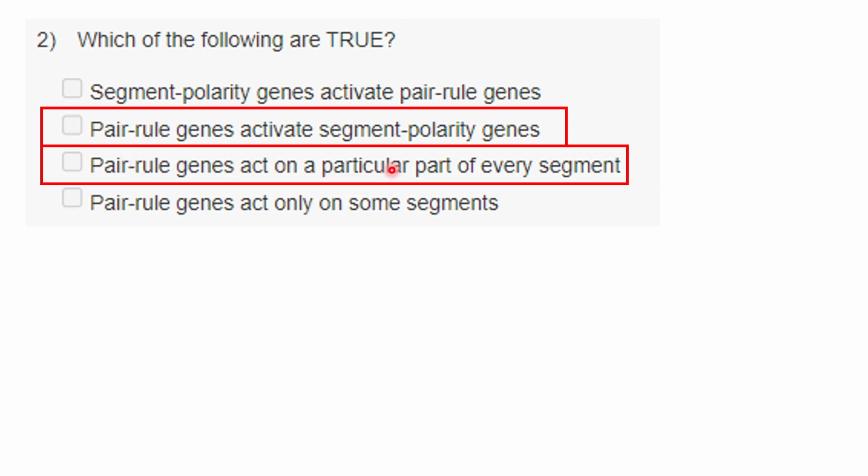Pair rule genes act on a particular part of every segment. It might not be the same pair rule gene, but two different pair rule genes, but they have expression in every segment. That's why statement 2 and statement 3 are the correct answer.